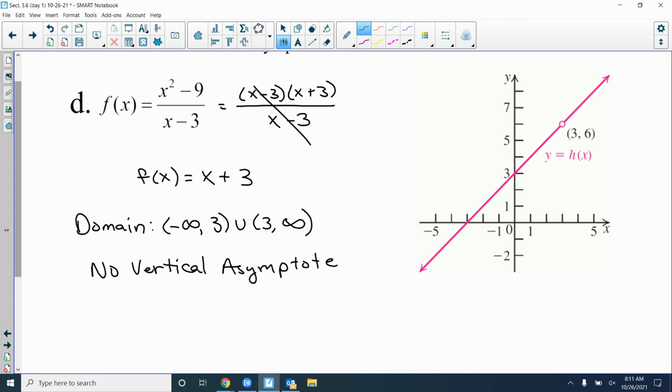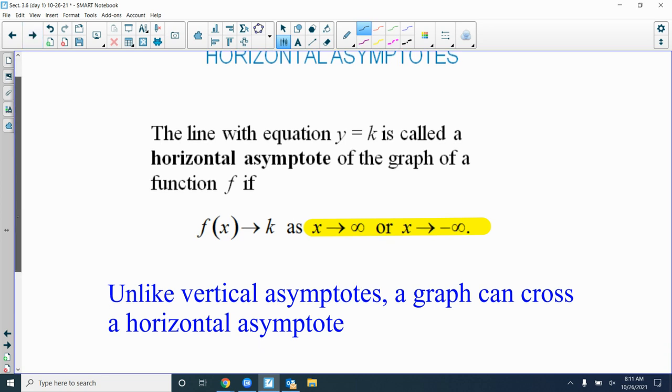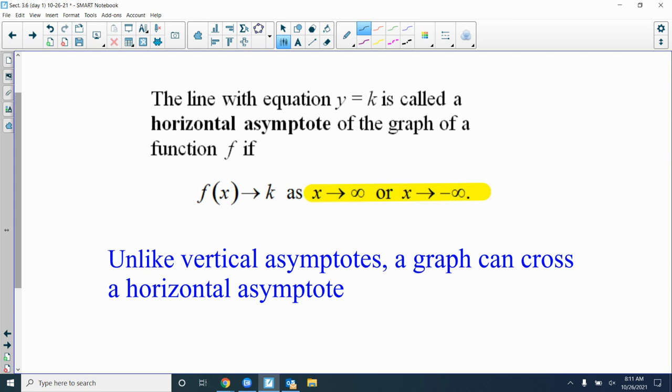Let's talk about horizontal asymptotes. Similar concept. The line with the equation, now we call these y equals a constant, is called a horizontal asymptote of the graph of a function if, as x goes to infinity or x goes to negative infinity, f of x goes to a constant.